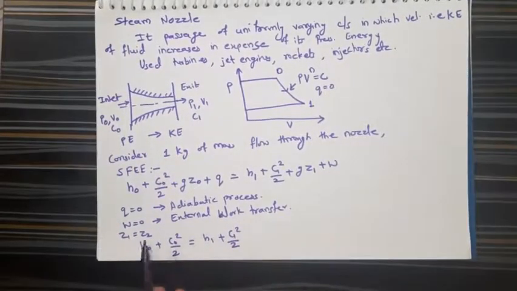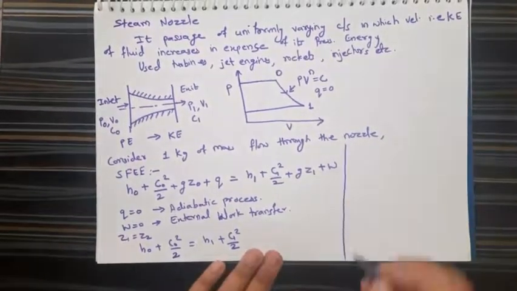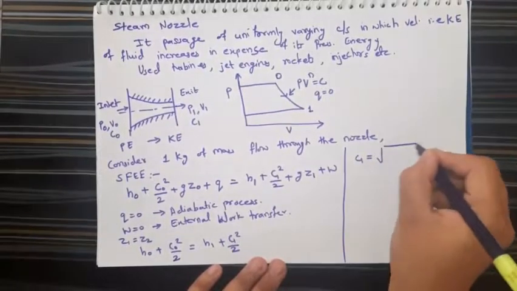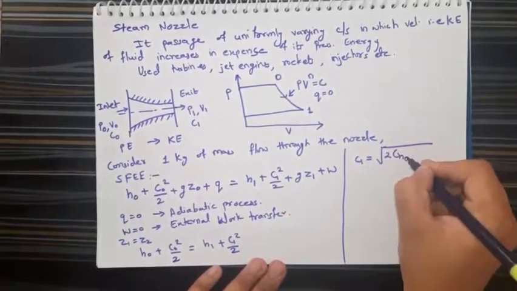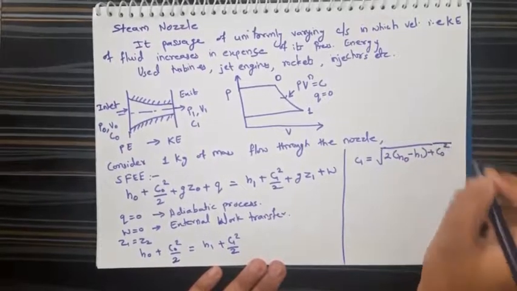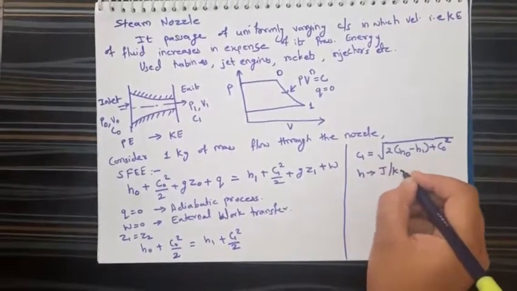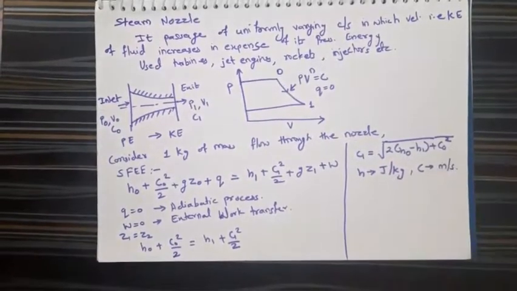If we rearrange this equation for the velocity C1, that means how much velocity you are getting at the outlet, we will get C1 is equal to under root of twice H0 minus H1 plus C0 square. Here enthalpy should be in joule per kg, then and only then you will get velocity in meter per second.